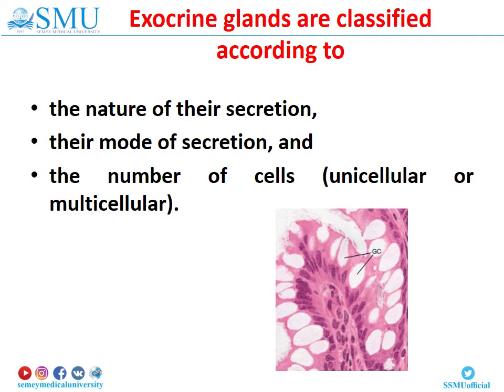Exocrine glands are classified according to the nature of their secretion, their mode of secretion, and the number of cells, unicellular or multicellular. In this slide, you can see unicellular exocrine glands, which are goblet cells producing mucinogen.